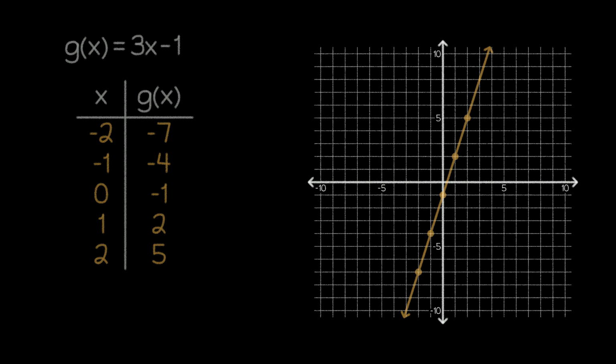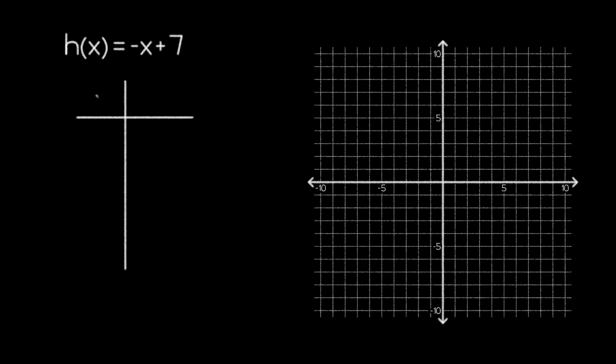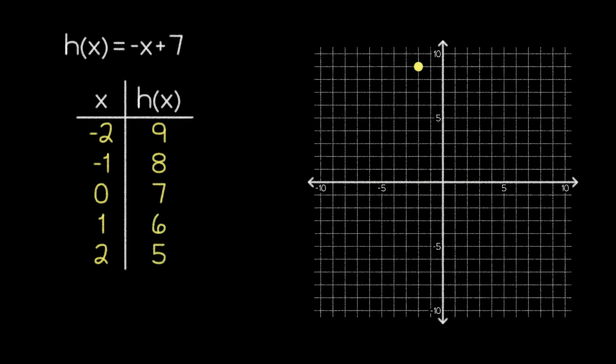And for one more example of this process, let's take a look at the function h of x equals -x plus 7. The biggest difference with this function is that x needs to be negated before we add 7. This results in our outputs decreasing as the inputs increase, which in turn leads to a line that goes down as we move from left to right.